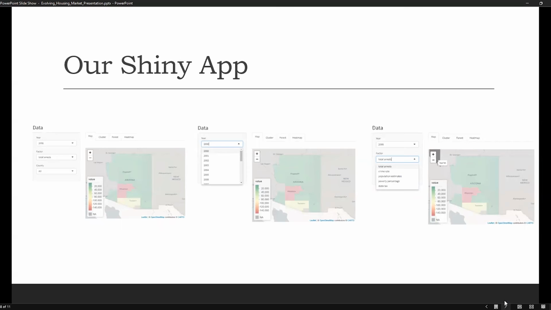For our Shiny app, we created an interactive map of the state of Arizona. Here there's a drop-down menu for the year, factor, and county. So if you choose total arrests on the year 2000 and you put your cursor on top of the county, it outlines that county and it tells you the value. We also included 3 other tabs, cluster, forest, and heat map, and these tabs include the graphs that I showed previously.